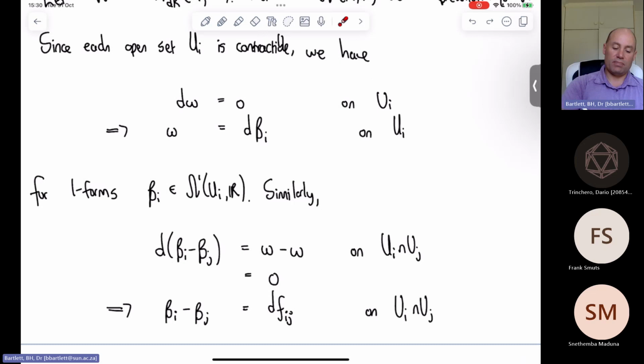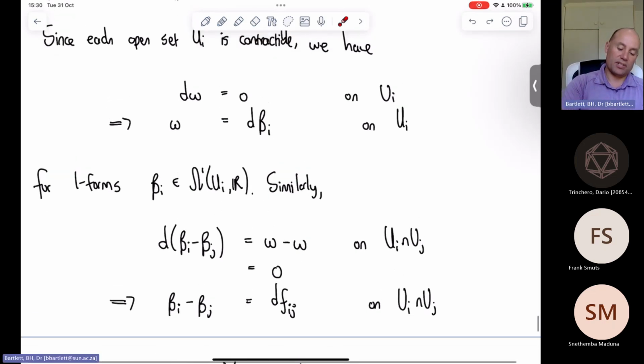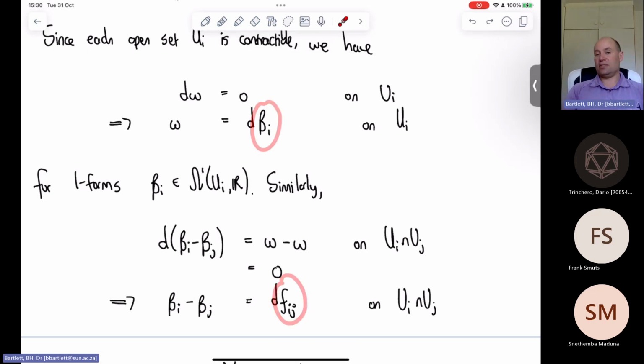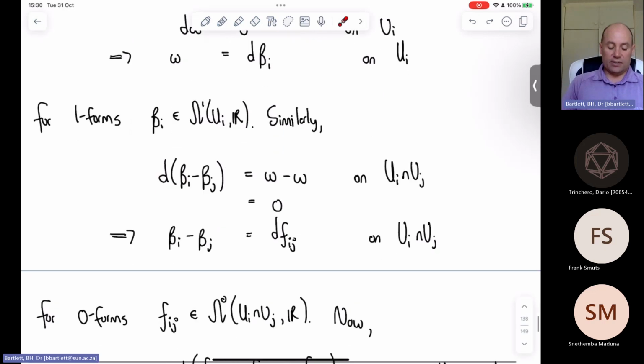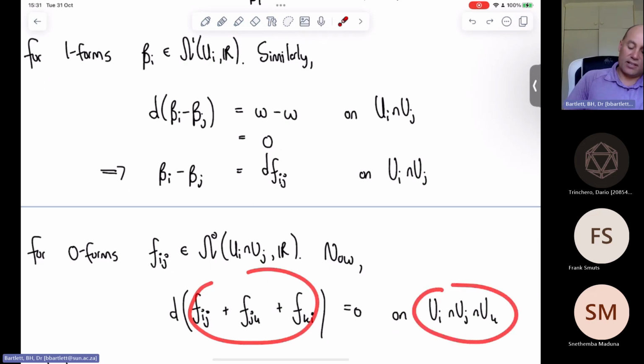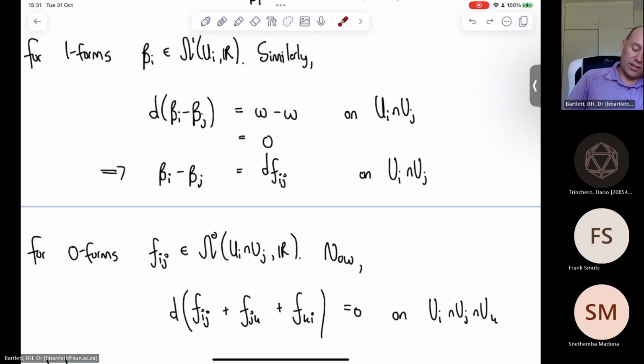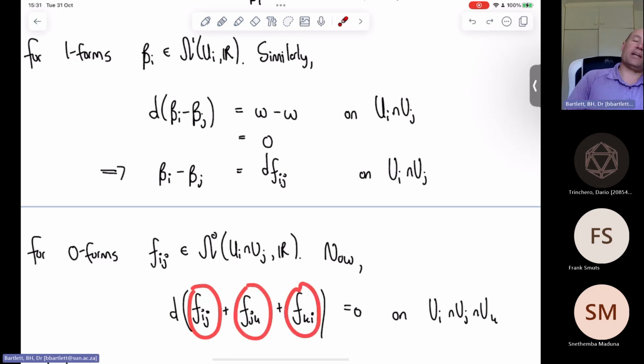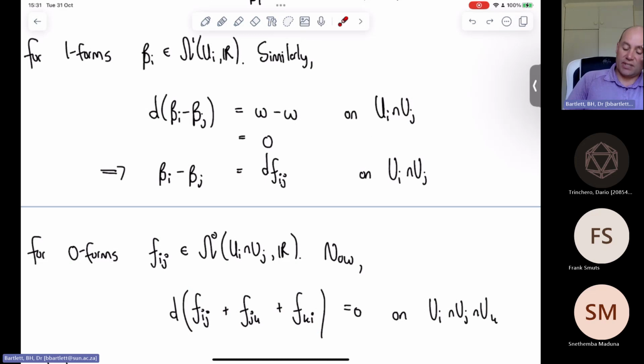Okay, so from this omega, I was inextricably led to these fij's. Of course, there were some choices, like there was a choice in the beta i's. There's a choice in the fij's, right? Anyhow, now we observe that if I calculate the d of these fij's on a triple intersection, then I must get 0. Again, because d of fij is going to be beta i minus beta j, plus beta j minus beta k, plus beta k minus beta i. So it's all going to cancel out to give me 0.